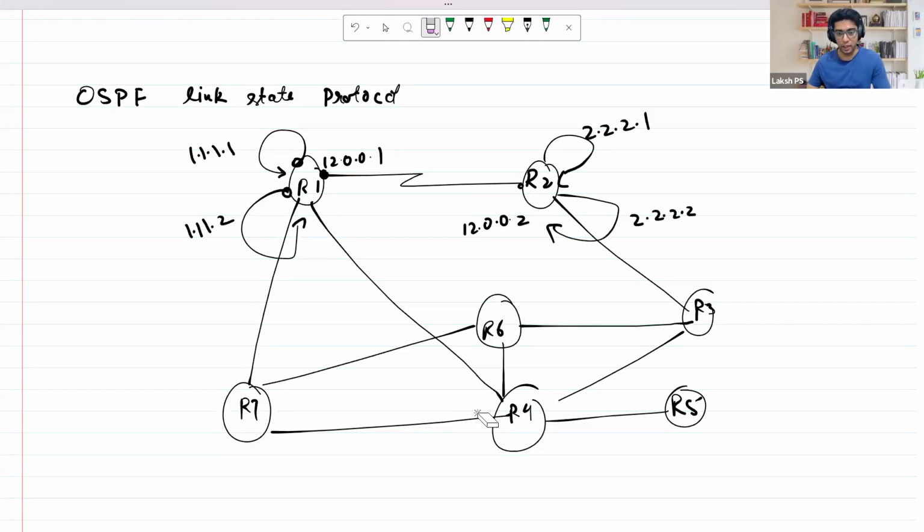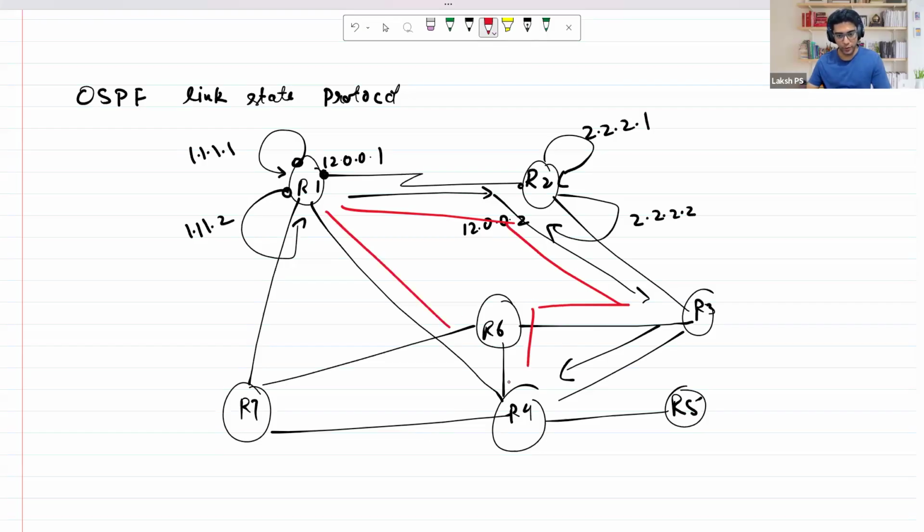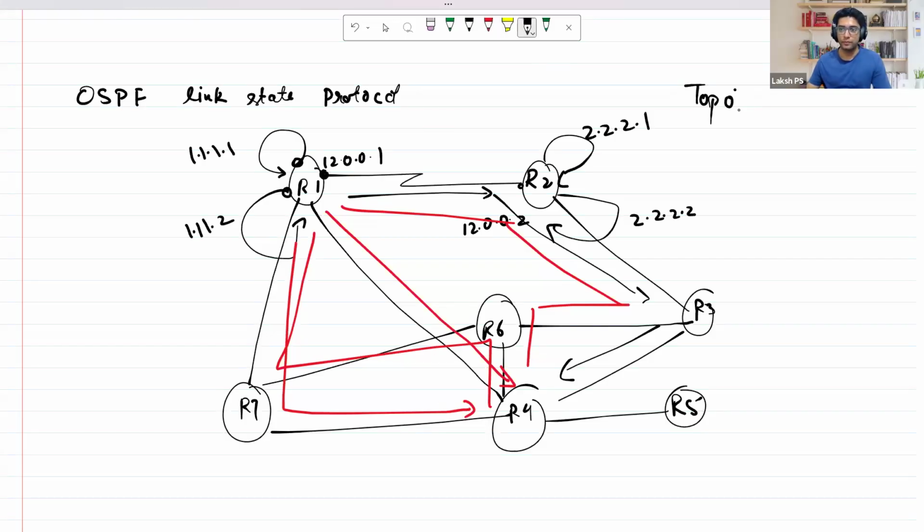It will know how to reach R4 via different paths. It will know how to reach this, this, this. It will also know how to reach this, this, this, and this. It will also know how to reach here, and like this. It will have every view, and that particular view is called the topological view.